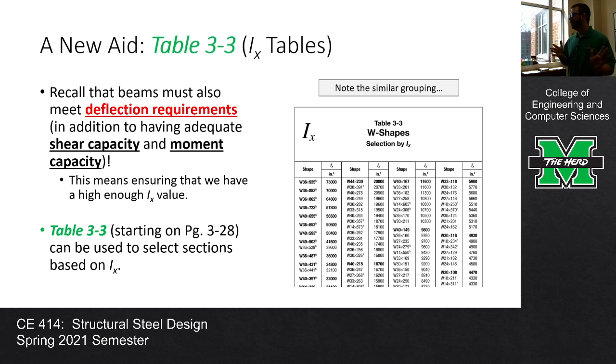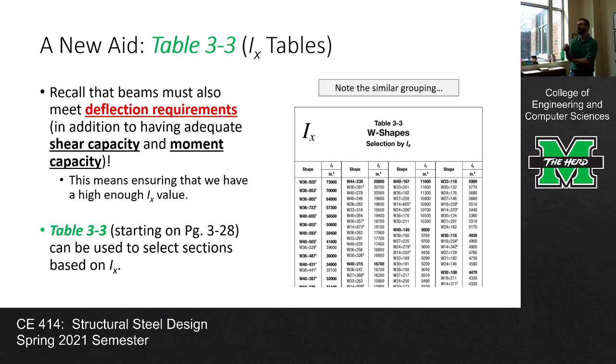Now, I want to introduce you also to a new table, which is Table 3-3. Table 3-3 is the one right next to the Zx tables, and so this is the Ix table. The Ix table looks a little bit like the Zx tables in how the grouping is, but really all it is is a bunch of sections listed, sorted by their Ix values. So it's basically all the W shapes in the manual sorted by Ix, and anytime there's a light section, they group it, and then that top row is bolded.